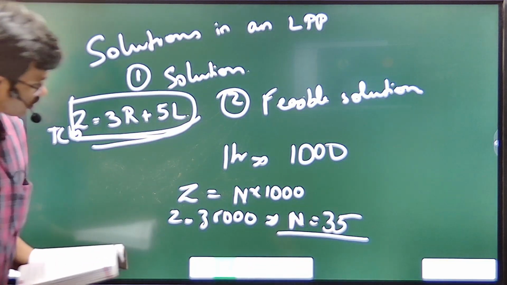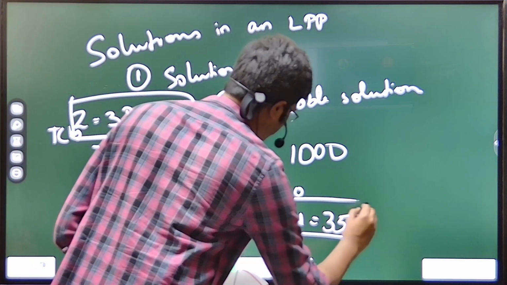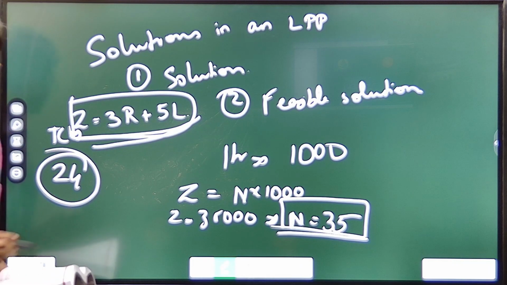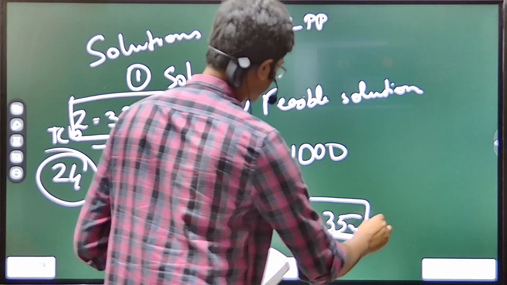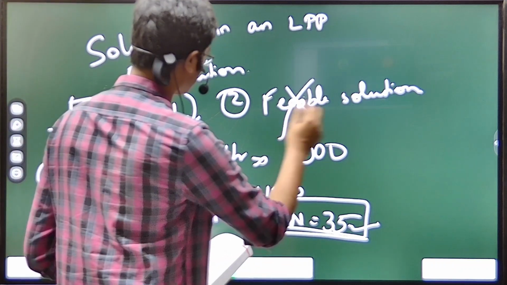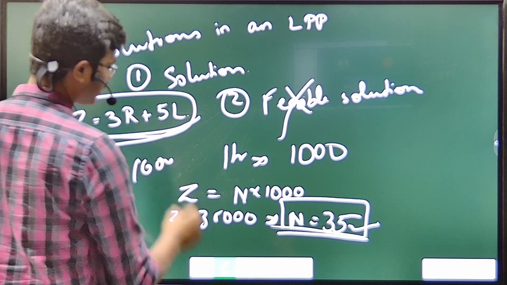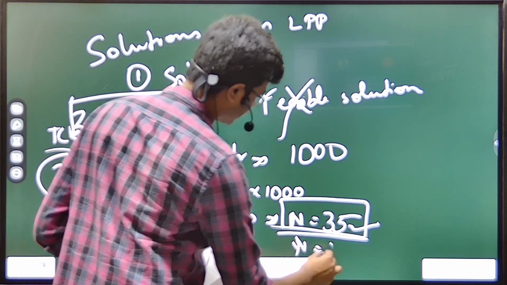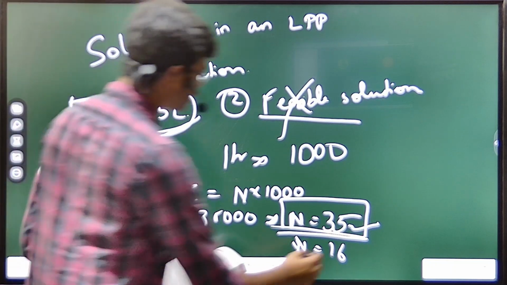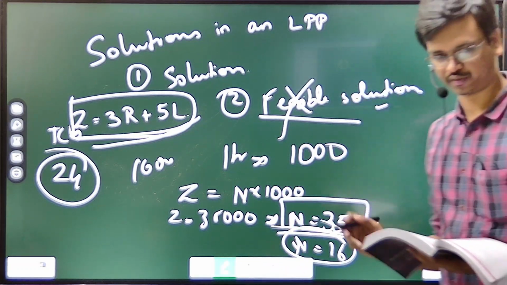Now this is a mathematically correct solution. But can you work for 35 hours in a day? Because in a day you have only 24 hours. So even though this is a solution, this is not feasible. Anything that is not doable is not a feasible solution. If suppose I say you have to earn 16,000, then you get N equal to 16. Is this feasible? Yes. This is a feasible solution. So anything which is doable is a feasible solution, and anything which is not doable is not a feasible solution.